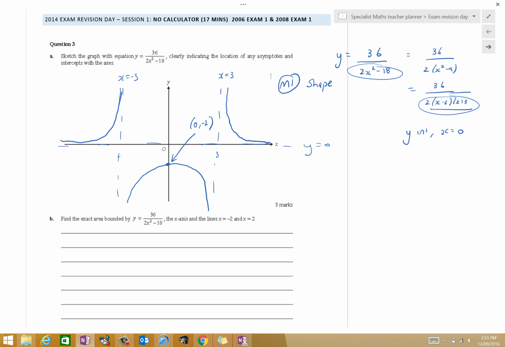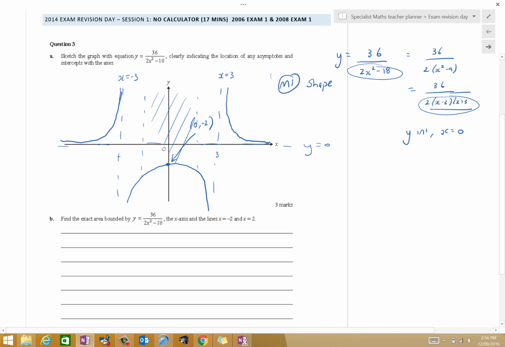Now, it says here to find the area of the region bound by the, thank you. I'm trying to do math as well, you know. We're trying to find this region here between negative 2 and 2. But what do you notice about the graph?